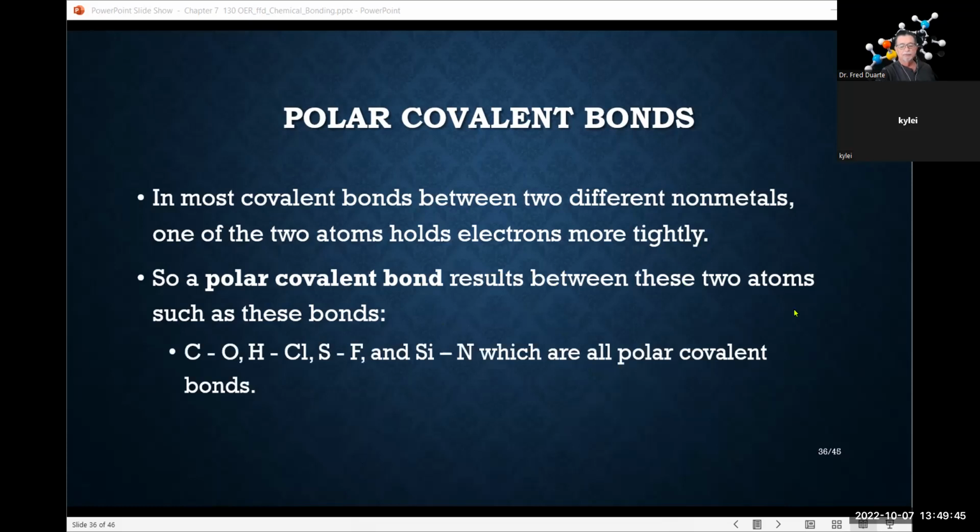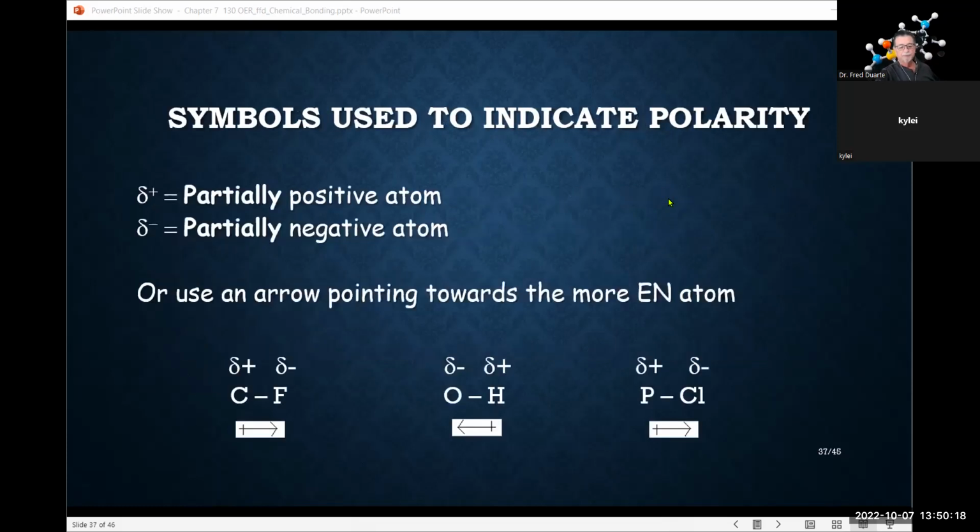So some examples of polar covalent bonds would be like the carbon-oxygen bond, you can see two different elements, a hydrogen chloride bond, sulfur fluoride bond, a silicon nitrogen bond, okay? Those are good examples of polar bonds, and you just simply put, there are two different elements, two different atoms, which makes it automatically a polar bond unless it's a carbon-hydrogen combination.